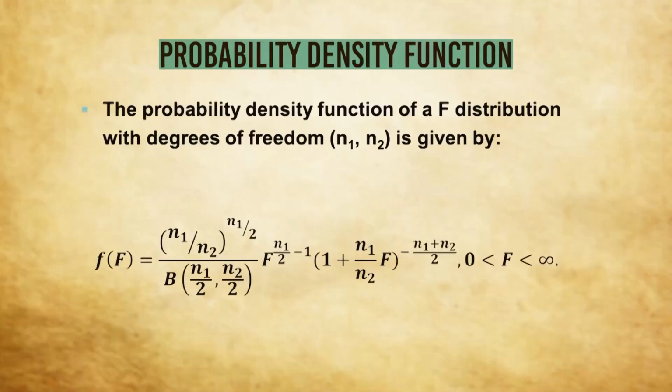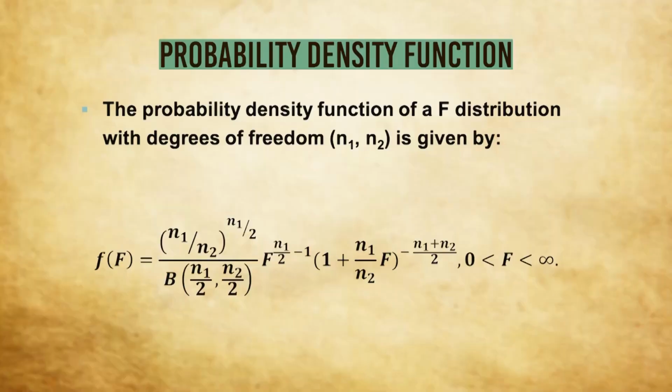So you can see the PDF is something like this: n1 by n2, this whole thing to the power n1 by 2, divided by the beta function of n1 by 2 comma n2 by 2, times f to the power n1 by 2 minus 1, then 1 plus n1 by n2 into f, the whole to the power minus n1 plus n2 by 2. Quite a complicated PDF. I'll say that you need not remember this PDF very well, but it's better to know this PDF. More importantly, the range of the F distribution.